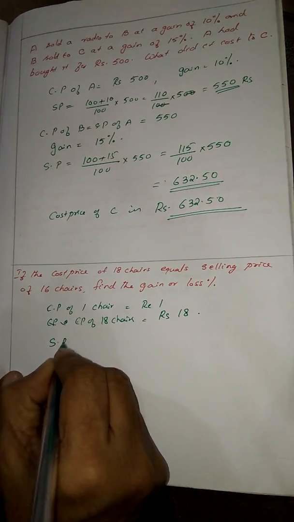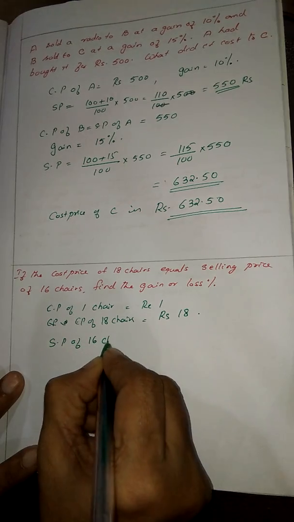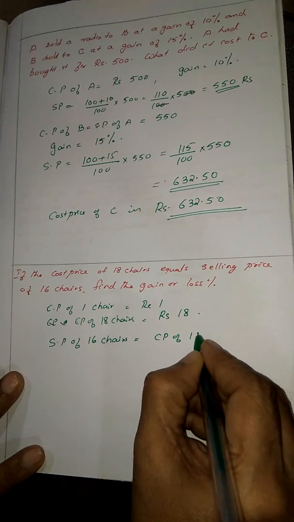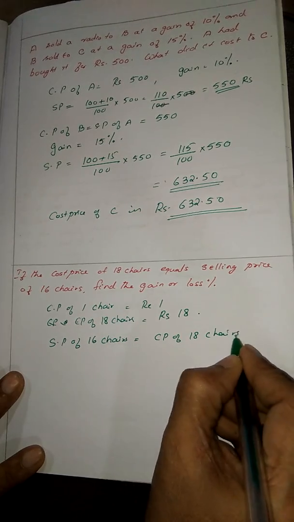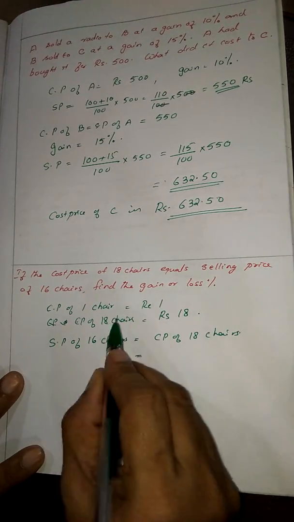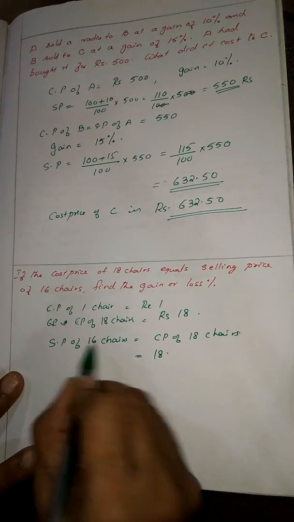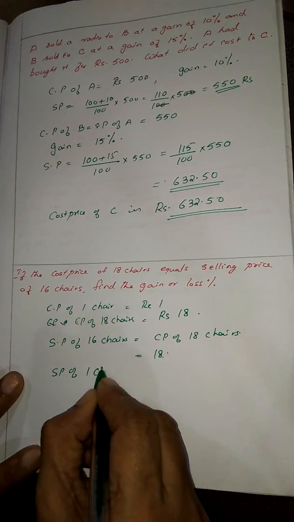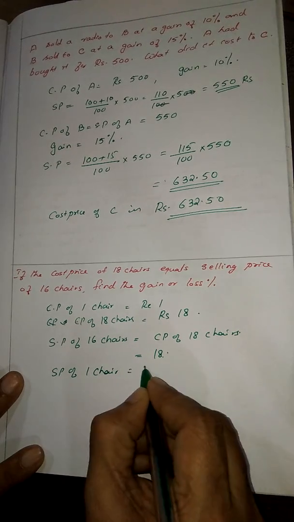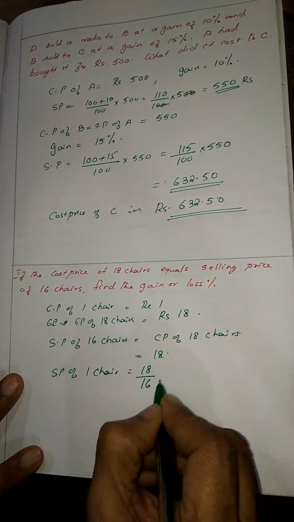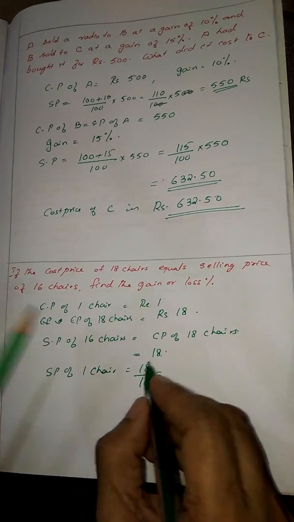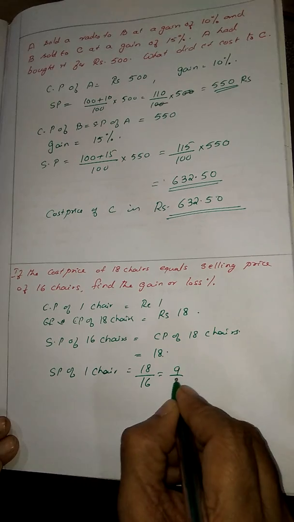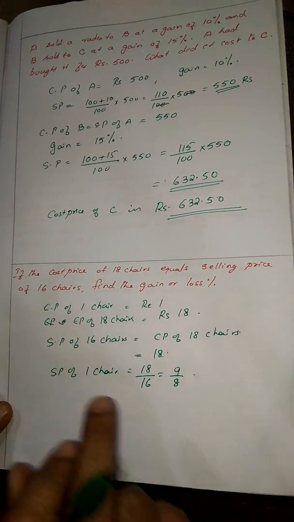So selling price of 16 chairs is equal to cost price of 18 chairs. That is what is given. So this is equal to 18. So selling price of 16 chairs is 18. So selling price of one chair is equal to 18 by 16. You can cancel it, you will get 9 by 8. This is the selling price of one chair.